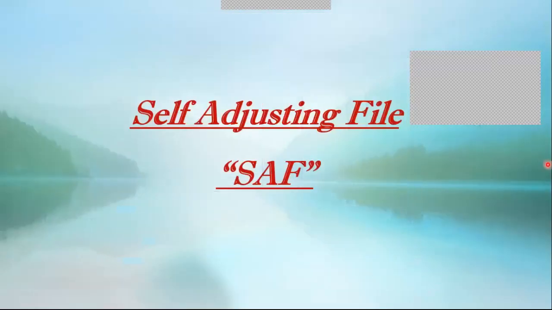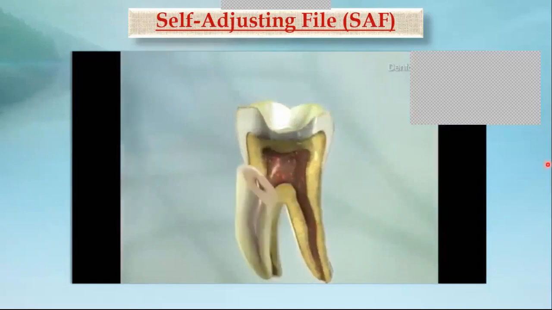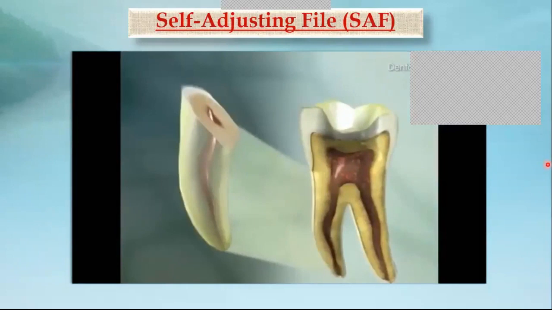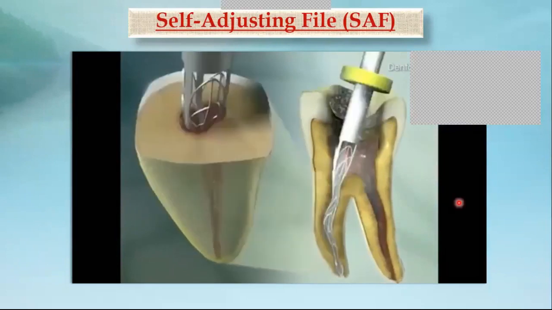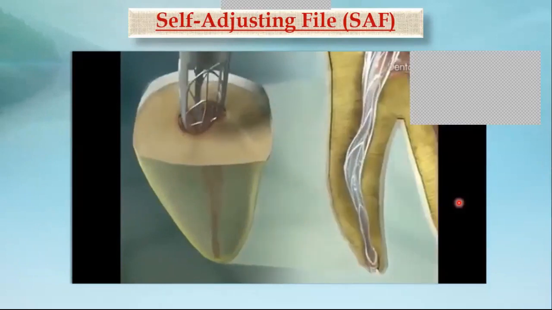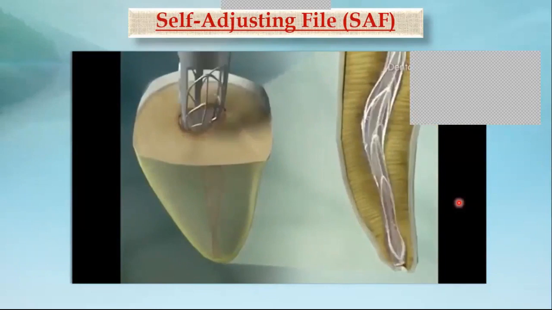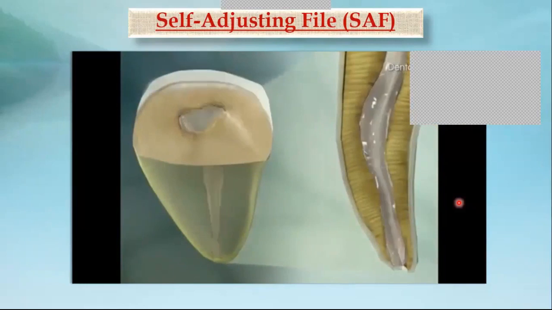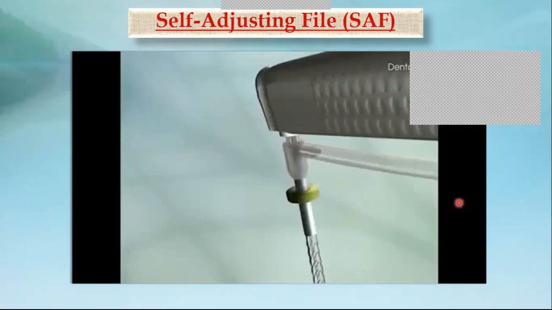The self-adjusting file was introduced in 2010 with a very special design. It's a hollow file with no central core, as we can see here. It's highly compressible and can adapt itself in a 3-dimensional manner to the shape and the cross-section of any given root canal system. It is operated in a vibratory in and out motion with continuous irrigation delivered to the root canal through a pump attached to this hollow file.